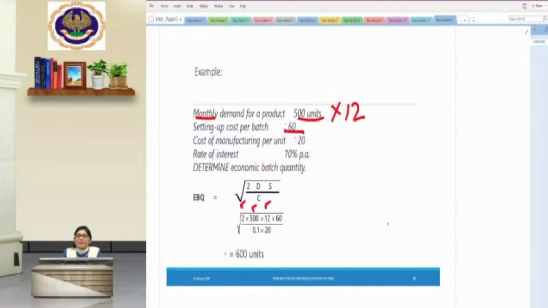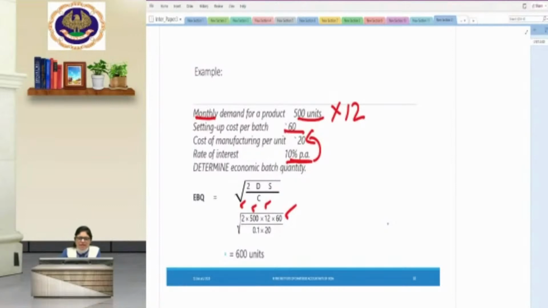Setup cost per batch, not per unit. Per batch is 60. Carrying cost per unit per annum: 10% per annum, and the manufacturing cost per unit is given. So 20 into 10%. The 10% is already per annum and you want per unit per annum. So unit cost is given to you. Calculate 10% on unit cost. That will be 0.1 of 20, which is 2.